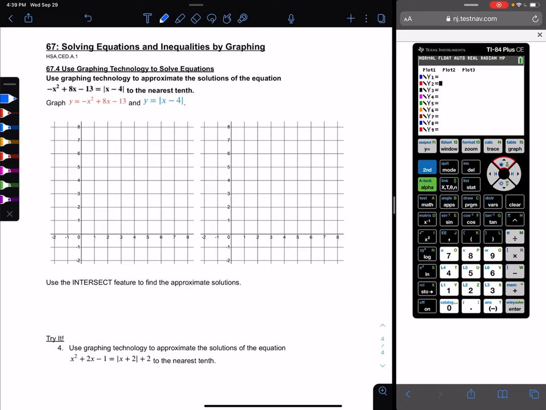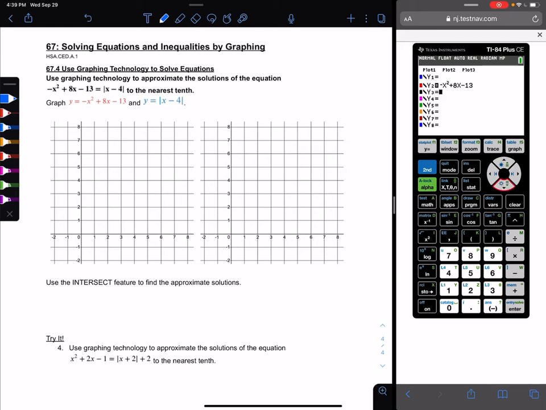So under Y2, I'm going to type in my quadratic equation. I'm going to type in negative x squared. Do be very careful that you use the negative symbol, not the subtraction symbol there, plus 8x minus 13. So the first stage is I'm going to use a table to get some points to graph this.